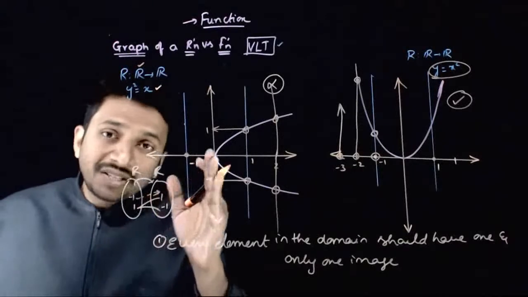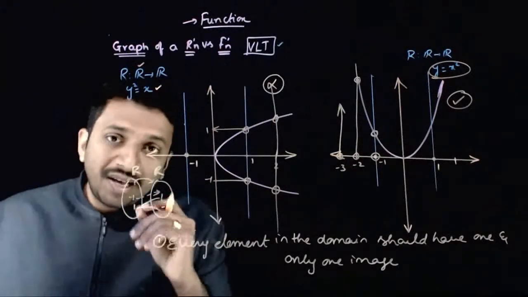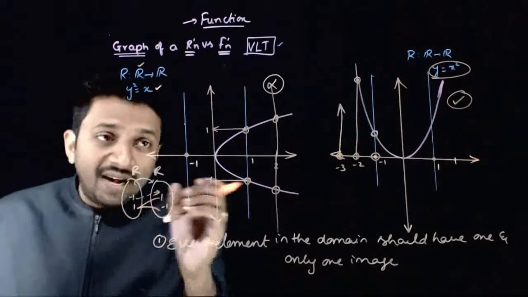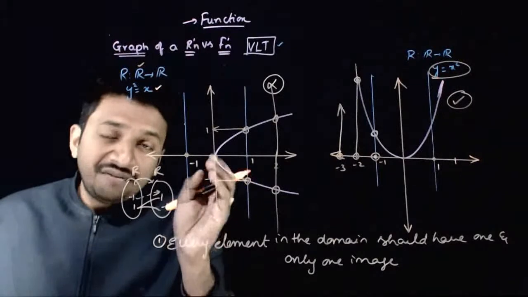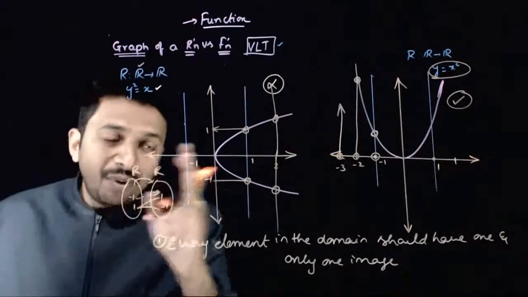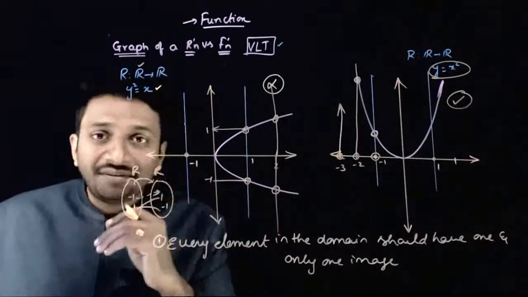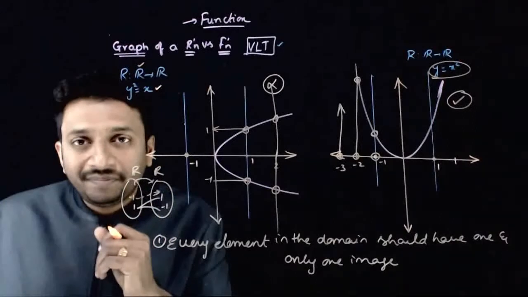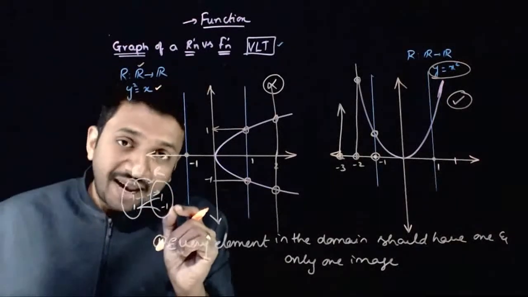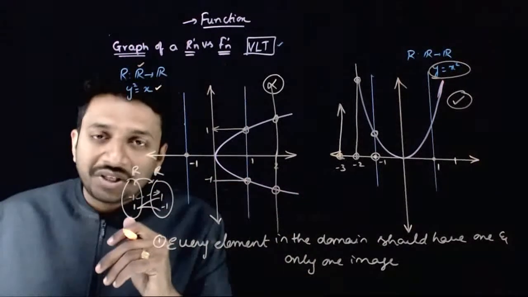So I hope you have understood what the vertical line test is. The vertical line test says that if you take a graph, and the graph is a relation defined in a particular domain and a particular codomain, at any point on the domain, if you draw a vertical line, it has to cut the graph at exactly 1 point. Not less than 1, not more than 1. If the graph satisfies that condition, then the graph will be a function.